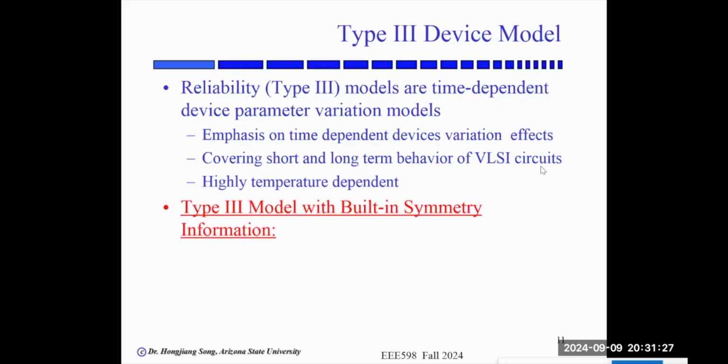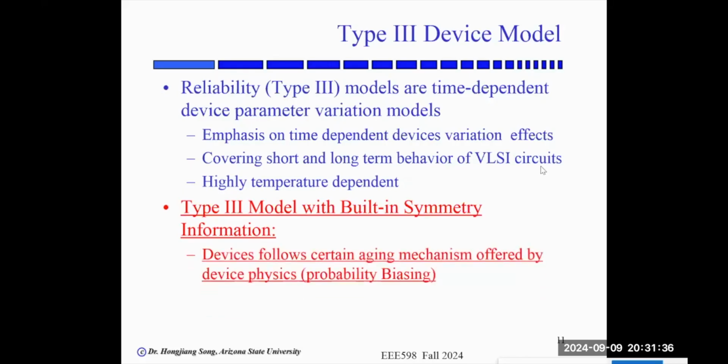Okay. So now for the type 3 model, there is also some built-in symmetry information in this modeling. The first one is device variation for certain aging mechanisms offered by the physics. So that means this will come back to physics. Based on this, we can use it to cut down the solution space. Okay. So these are the 3 types.